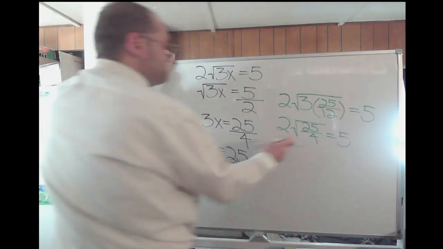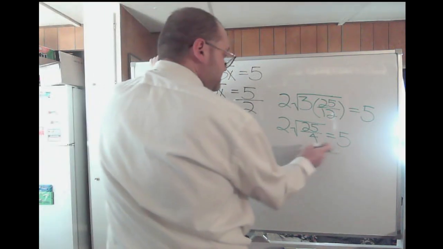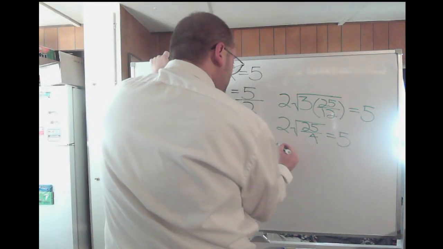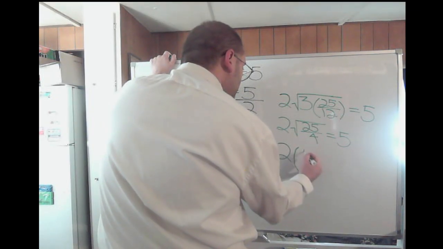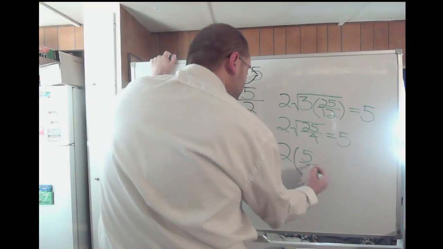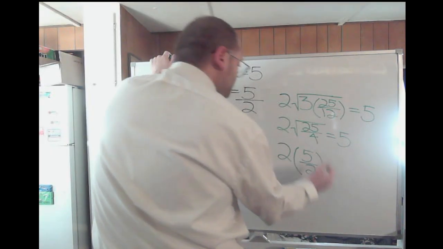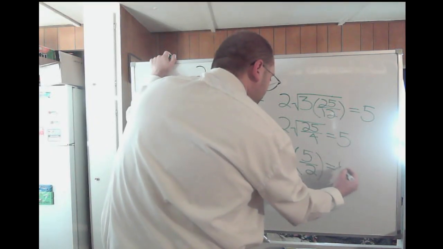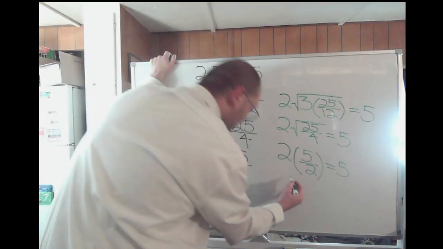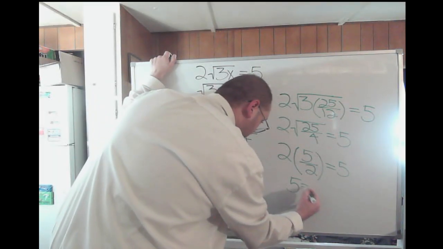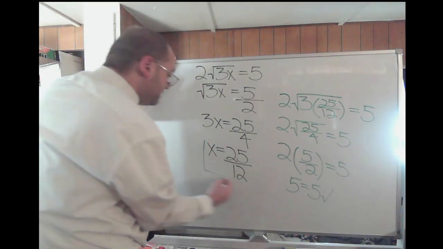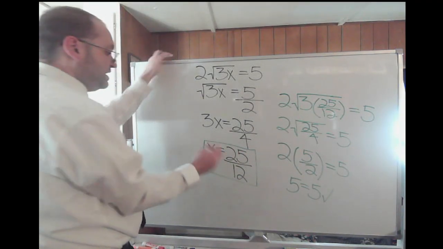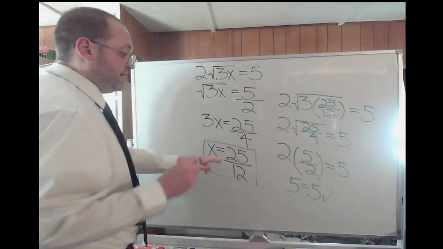So you have 2 times the square root of 25 fourths equal to 5, which would give you 2 times 5 halves, because the square root of 25 fourths is 5 halves. Set that equal to 5. 2 times 5 halves is 5. 5 equals 5. We have a true statement. So yes, the solution for x in this case is x equals 25 twelfths.